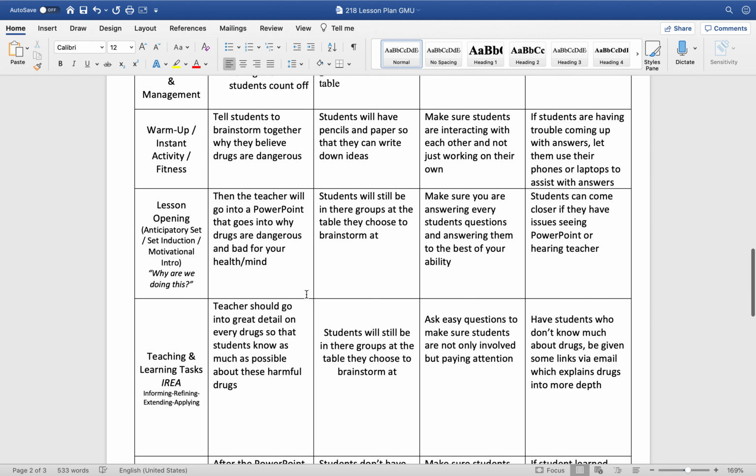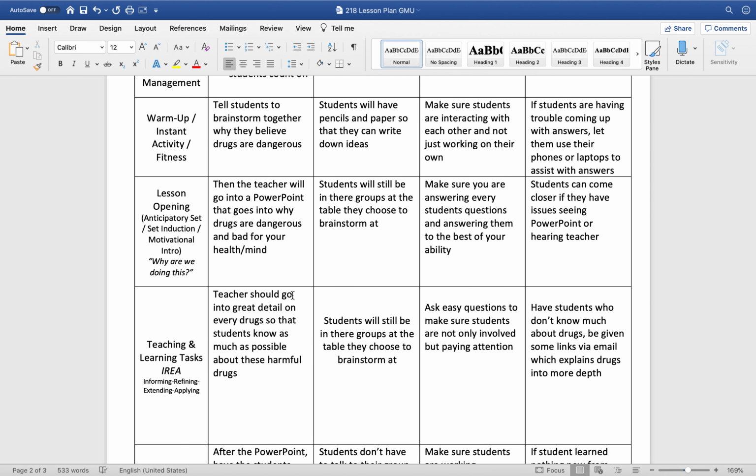So for the warm up, I would tell students to brainstorm together why they believe drugs are dangerous. This is for the teacher to understand what the level of the class is overall, so the teacher knows where they're at. Students will have pencils and paper so they can write down ideas. It's a group activity, but they can also write down their own ideas. And a cue for the teacher would be to make sure that students are interacting with each other and not just working on their own, at least to start.